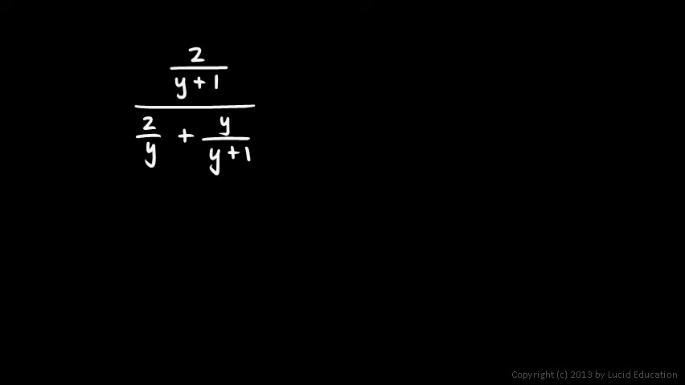Okay, here I'm told to simplify this complex fraction, 2 over y plus 1 all over 2 over y plus y over y plus 1. And the technique I'm going to use will be to look at all of these small fractions. That's this one, and this one. And from those three fractions, find the least common denominator. And so you can see a y plus 1, a y, and a y plus 1. So just looking at the denominators, I find a least common denominator of y times y plus 1.